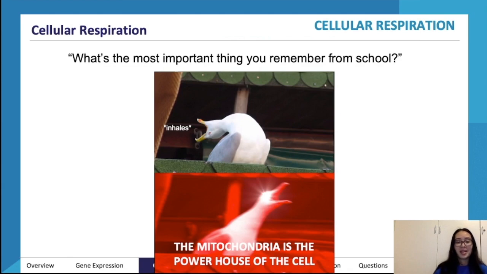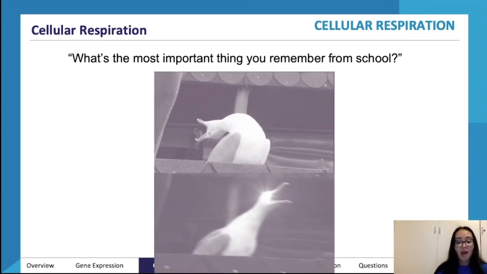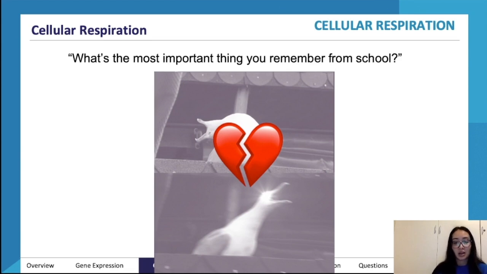I see this kind of post around on my feed a lot, where it asks what's the most important thing you remember from school? And people go, the mitochondria is the powerhouse of the cell. I want you to know right now that this is rubbish, and don't ever say this again, because what does it mean? It doesn't mean anything. I couldn't tell you what that means, and VCE couldn't either. If you put that on your exam, you're going to get no marks for that. So please don't write that down.